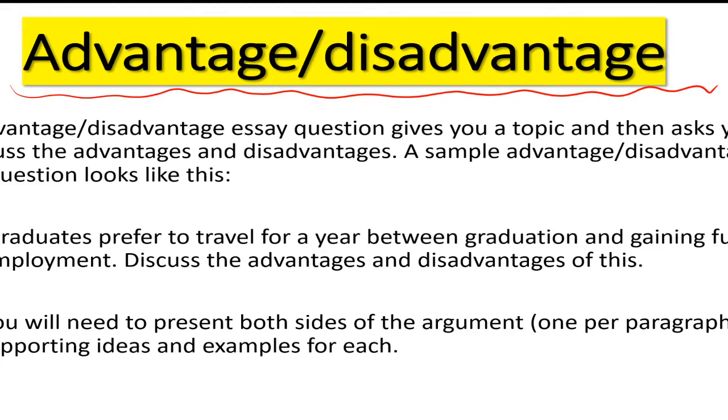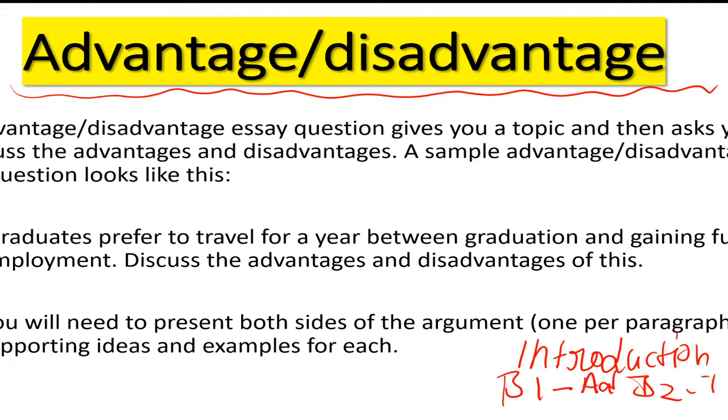Here you will need to present both the sides of the argument. आप दोनों sides के बारे में बात करेंगे. Supporting the ideas and explaining each. आप दोनों साइड में बात करेंगे, एक पैराग्राफ में आप एडवांटेज बताएंगे, एक पैराग्राफ में आप डिसएडवांटेज. Means the first paragraph should be for the introduction. तो पहला जो पैराग्राफ है वो इंट्रोडक्शन के लिए होगा. BP1 you will write for the advantage, and BP2 you will write for the disadvantage, and the last fourth paragraph you would write for the summary.